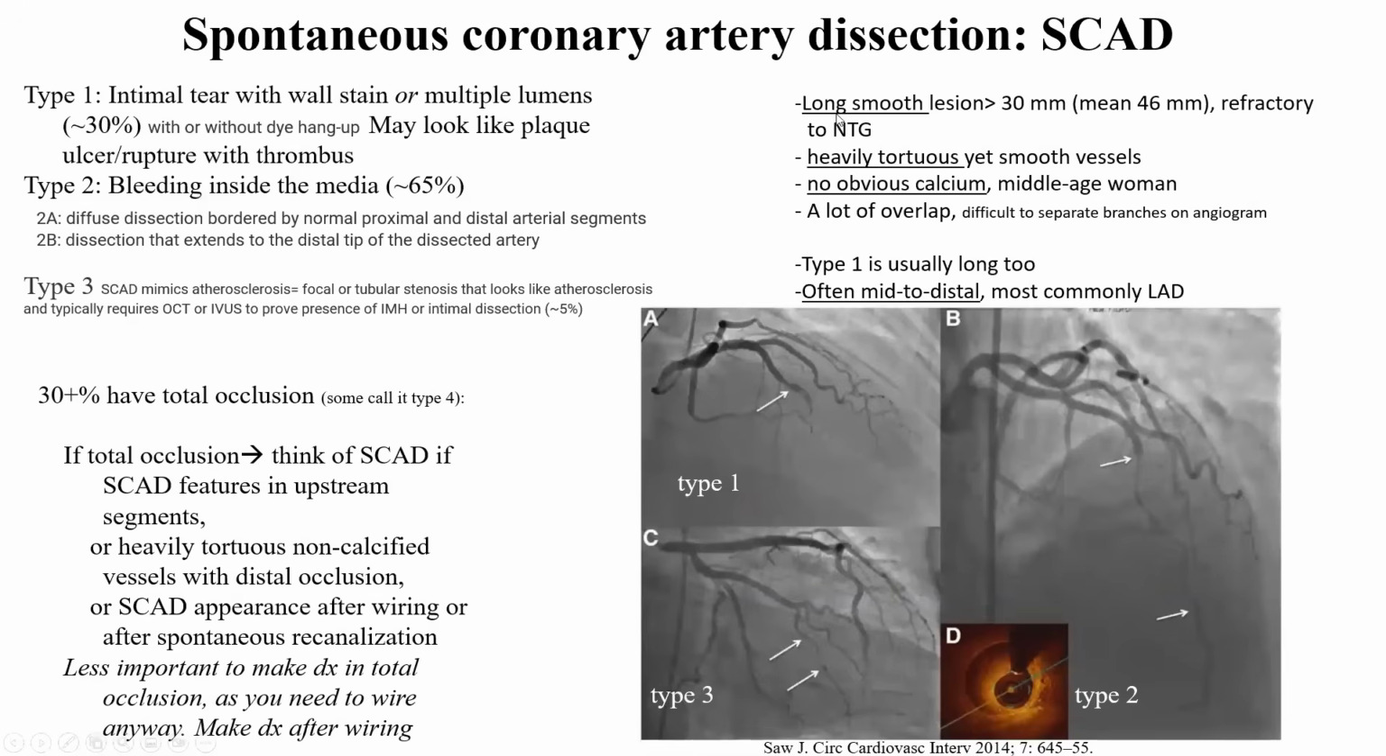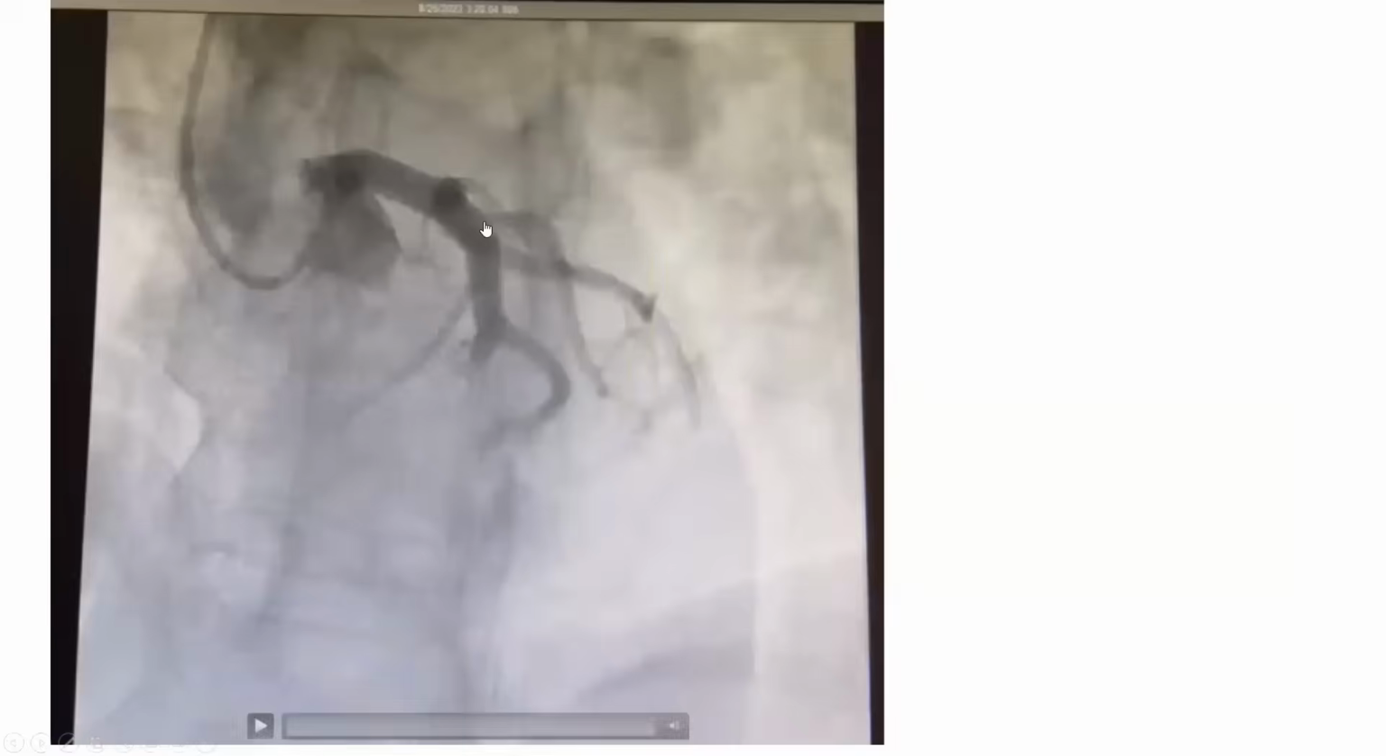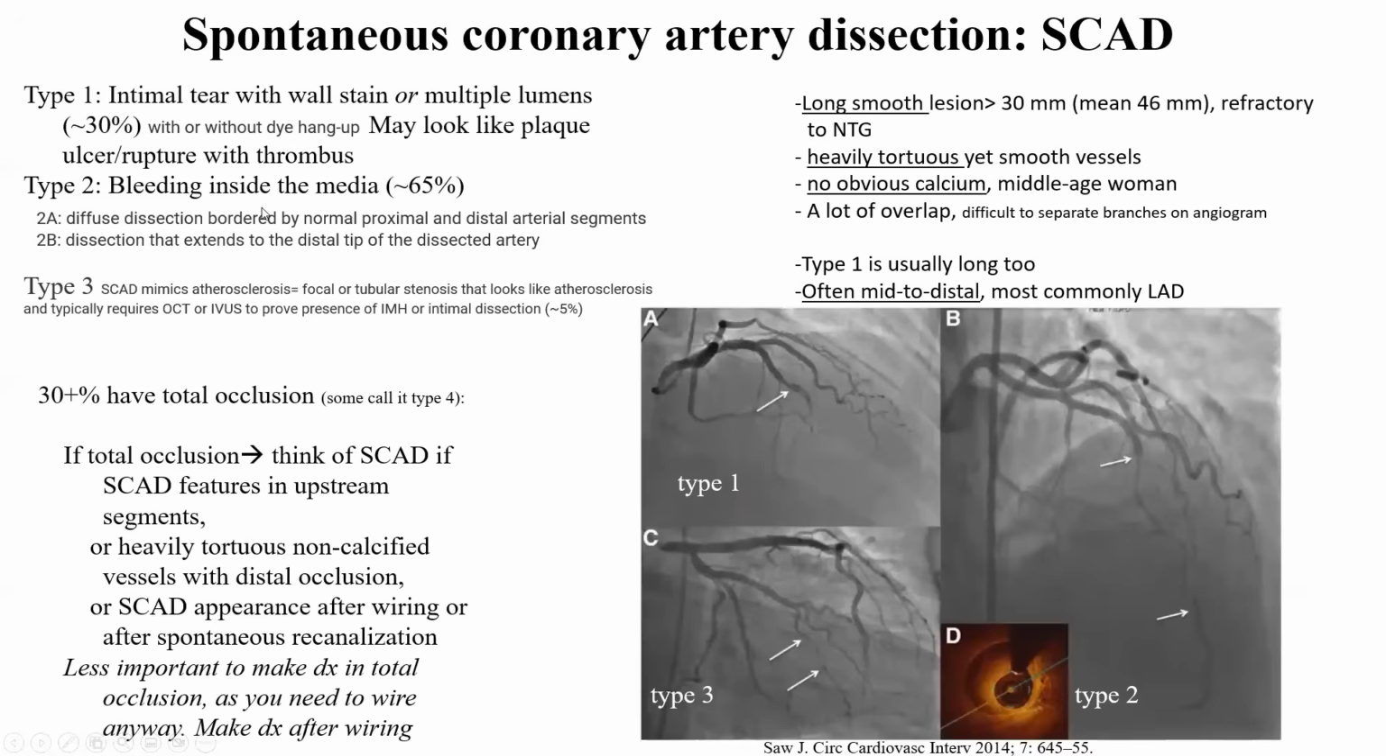That's also a SCAD feature. Remember, those are the features: long, smooth lesions, more than 30 millimeters, heavily tortuous, yet smooth, non-atheromatous, non-calcified vessels, a lot of overlap. Those are the 4 angiographic features. And what type of SCAD would this be? There is a type 1 and type 2.